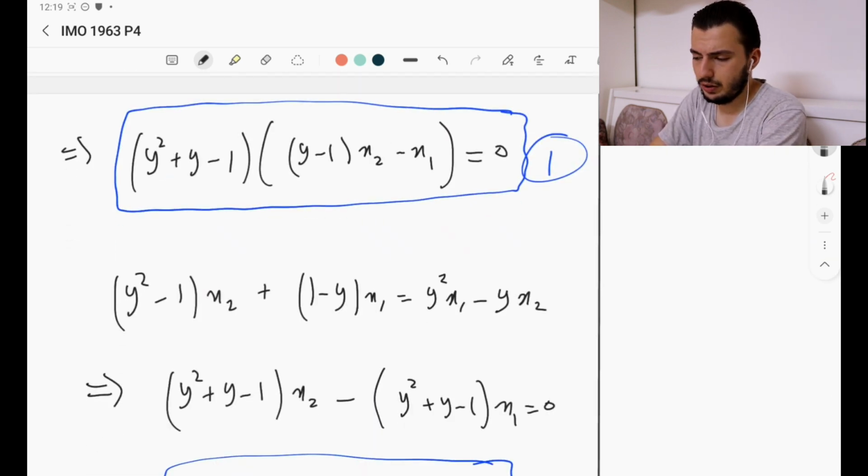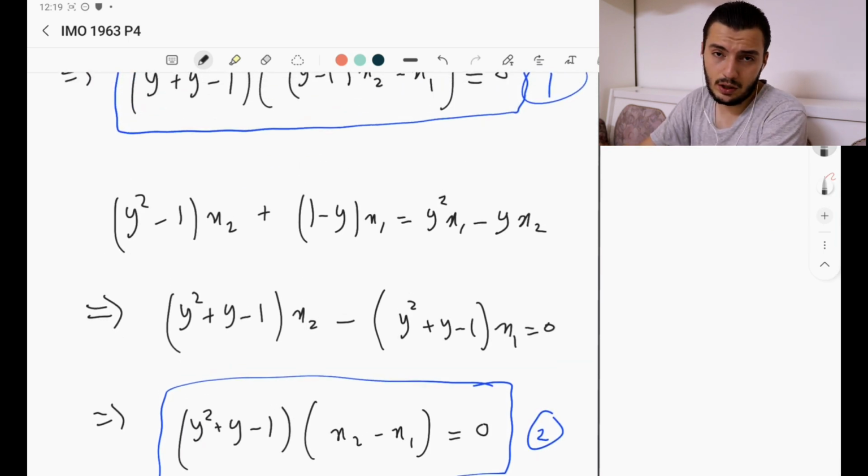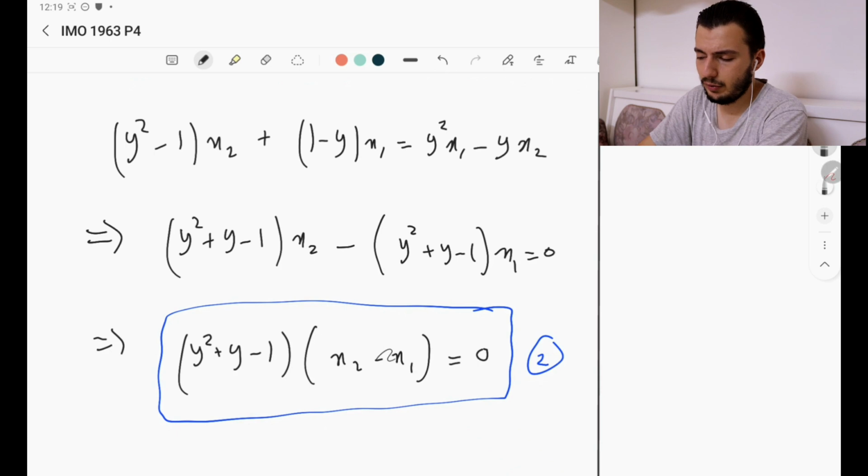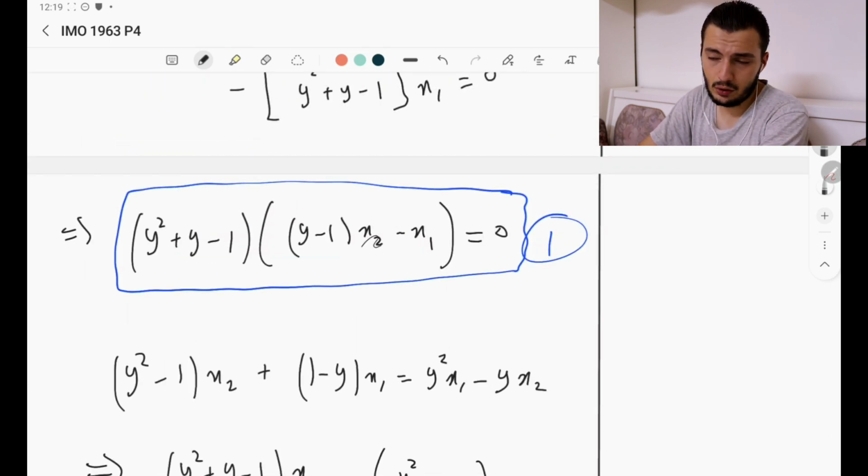So the other case, which is more important, is if this was not 0, then of course we'll have from here x1 equals x2, and then from here, if x1 equals x2, we can simply take x1 as a common factor.